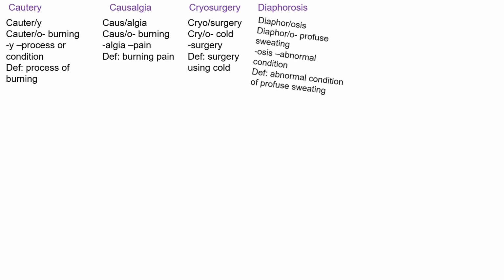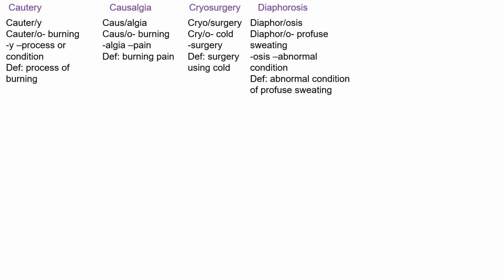Diaphoresis. Diaphoro means profuse sweating. Osis, as we already know, means abnormal condition. So this would be an abnormal condition of profuse sweating. Someone that is diabetic will have diaphoresis, this profuse sweating, when they sit in a cold room. So this is something definitely abnormal.